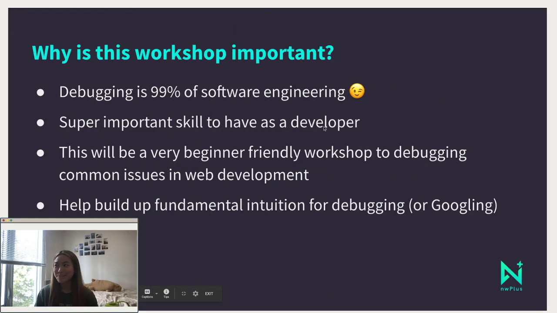So why is this workshop important? Well, as you may or may not know, debugging is 99% of software engineering and dev. So if you haven't run into debugging already, you will be very soon. It's a super important skill to have as a developer, and this will be a very beginner workshop to debugging common issues in front-end web development. So we hope that this will help you build up like the very basic intuition behind debugging or even Googling or Stack Overflowing.